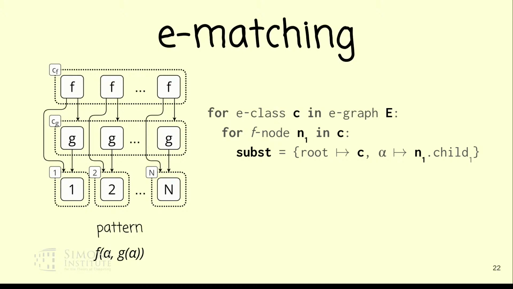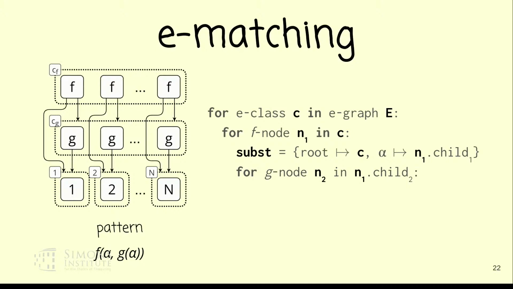You can think about this as the substitution that we'll eventually return. In the substitution, we want to record that alpha maps to the left-hand child of the F node. And we also want to write down the root of the pattern match. We want to record where the match occurs. We're not done yet. We have to check that the rest of the pattern matches, right? We want to make sure that the G of alpha also lines up here.